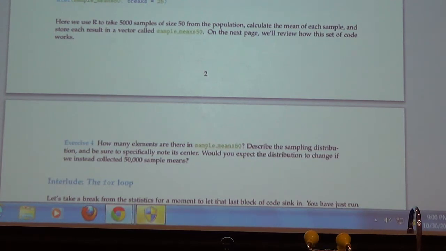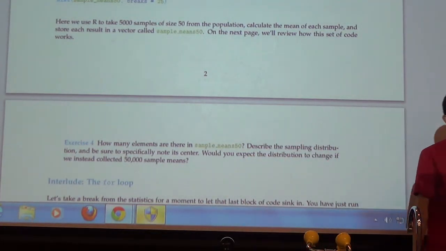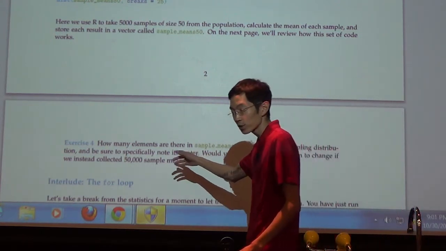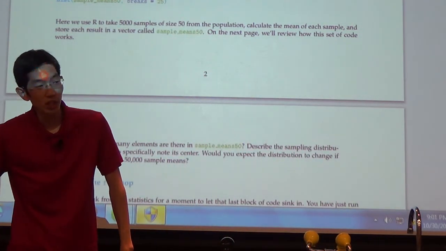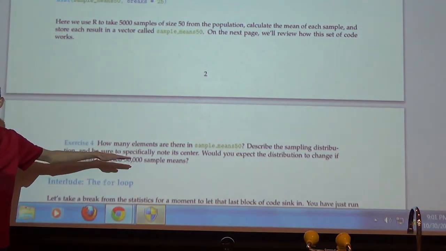Then it asks, would you expect the distribution to change if we collected 50,000 samples? What do you think the answer is? 50,000 samples of size 50 versus 5,000 samples of size 50. What would happen? Do we see a bigger spread, smaller spread, about the same spread? When we take 50,000 versus 5,000, the amount of spread shouldn't change too much. What we're doing here is just doing the same thing over and over again.